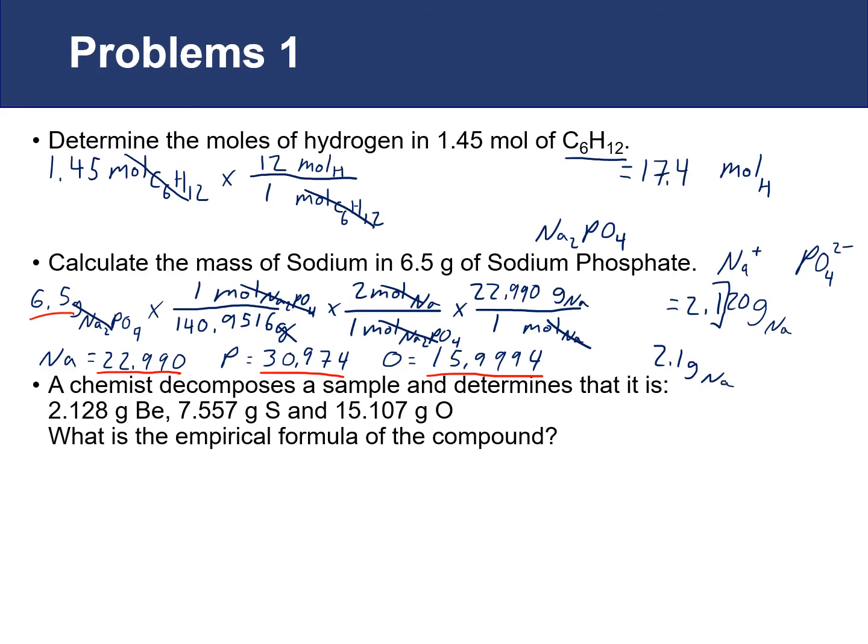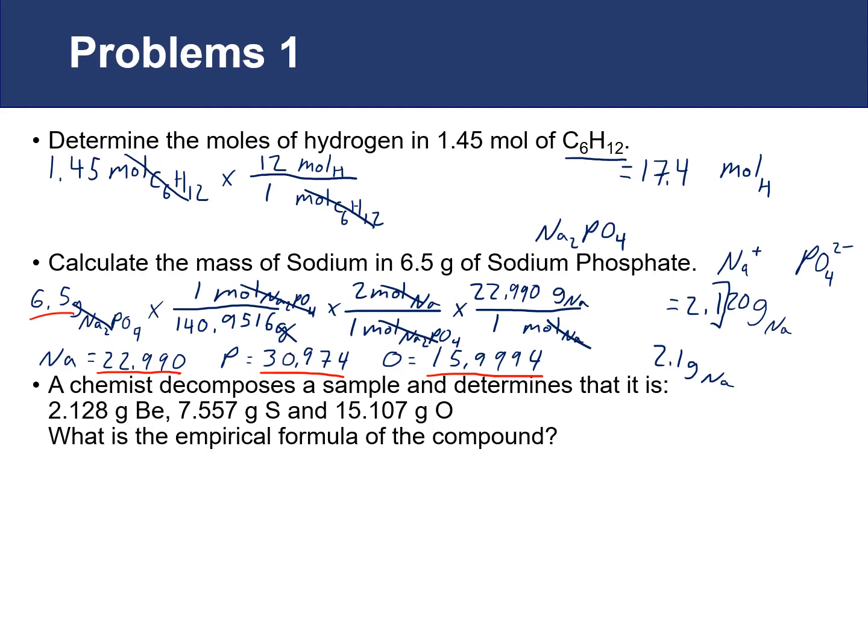Our last problem on this one is: a chemist decomposes a sample and determines that it is 2.126 grams of beryllium, 7.557 grams of sulfur, and 15.107 grams of oxygen. What is the empirical formula of the compound?